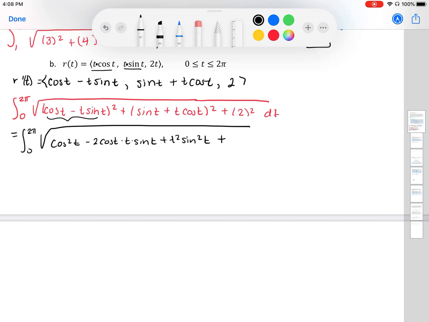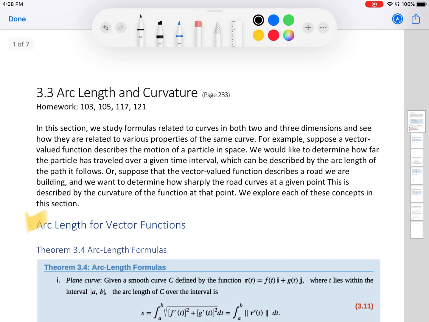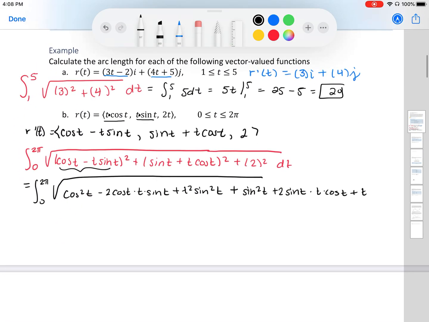We get plus sine squared t plus 2 sine t times t cosine t, and then writing that dot between cosine and t to show multiplication. Plus t squared cosine t squared. And then lastly, we have plus 4. That's messy. Luckily, things do add up to make 0.